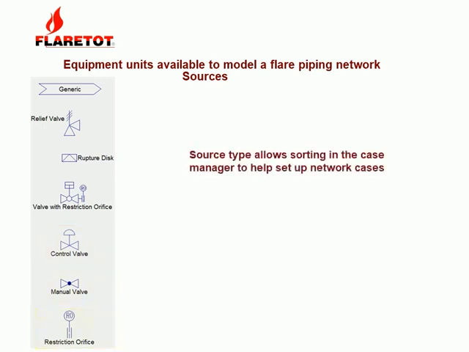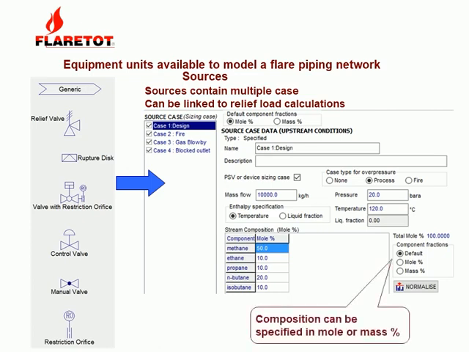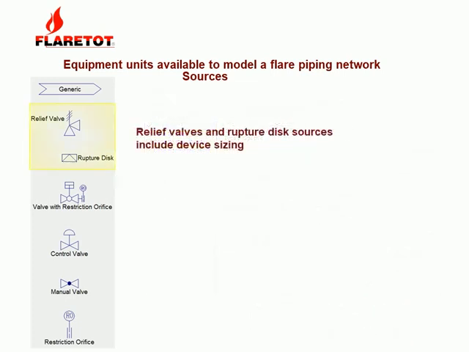The source type is used to allow sorting within the case manager to make it easier to set up network cases. Each source contains multiple cases, which can be manually specified or linked to a relief load calculation. Component composition can be specified in mole or mass percent. The relief valve and rupture disk type incorporate device sizing, using the cases defined in the source.